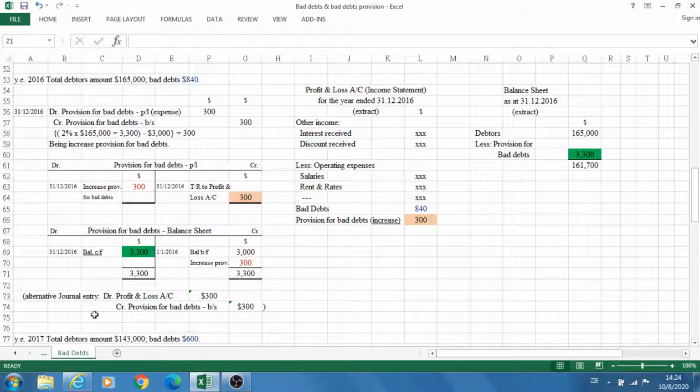Alternative journal entry: debit profit and loss account 300 for the increased provision for bad debts expense. Credit provision for bad debts balance sheet account 300.